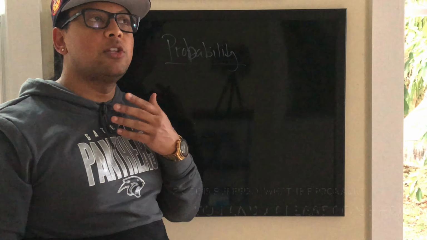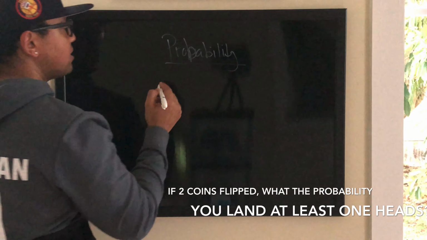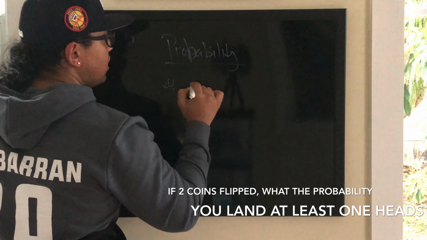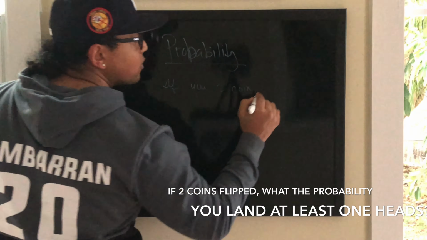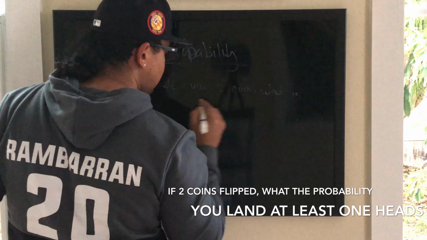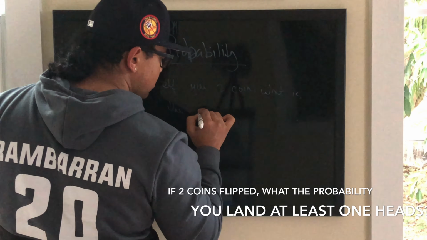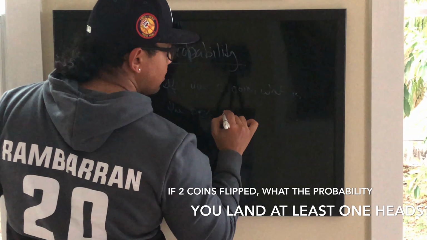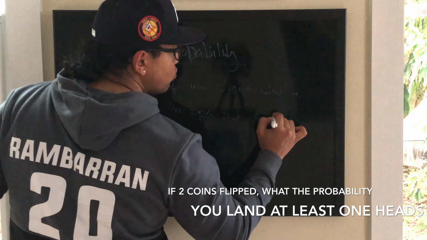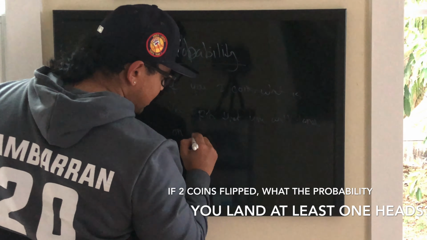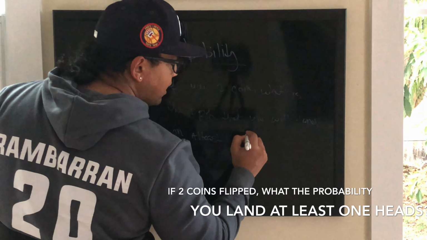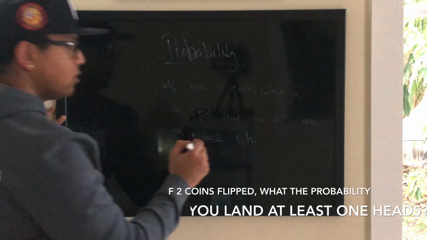Let me go ahead and get my eraser and write out another problem for you guys. Let's go back to the coin example. The question says: if you have 2 coins, what is the probability that you will land on at least 1 head? Let me write a head out there for you. That is the question they're asking.